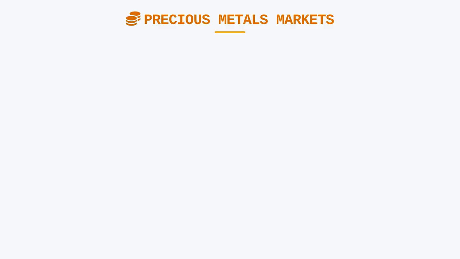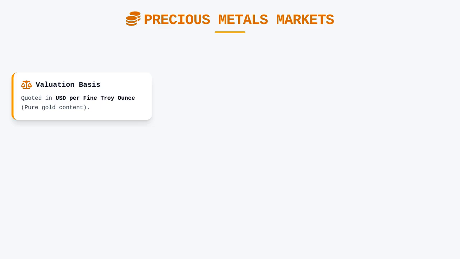Moving into the precious metal space, specifically gold and silver, we must first note that they are treated as unique financial assets that behave differently than traditional fiat currency pairs. In the professional market, gold is typically quoted in US dollars per fine troy ounce, where a fine troy ounce represents the pure gold content of a bar or coin.